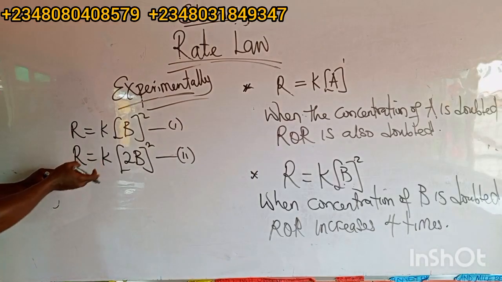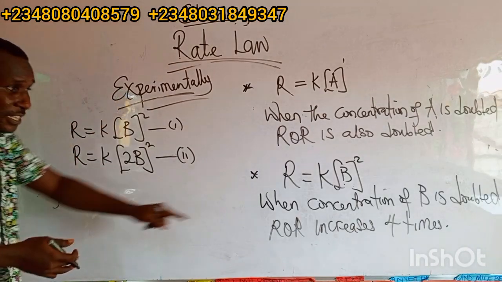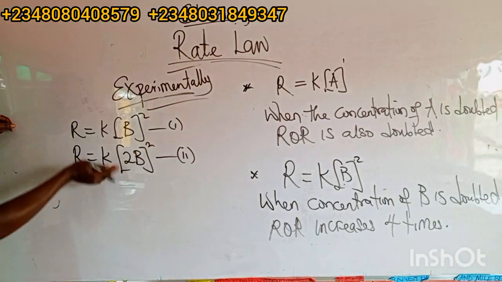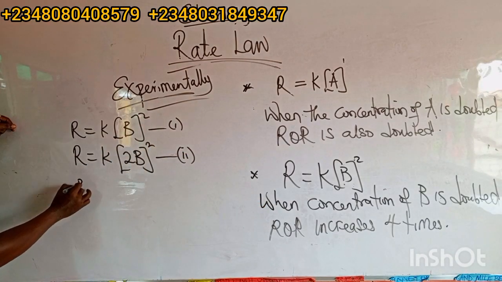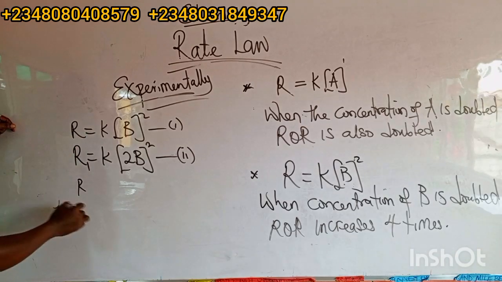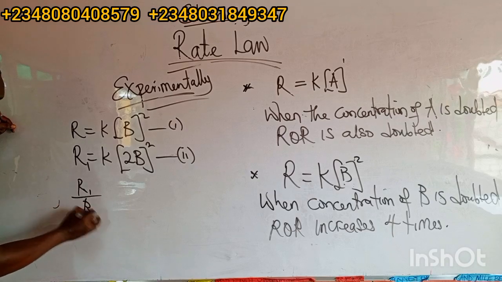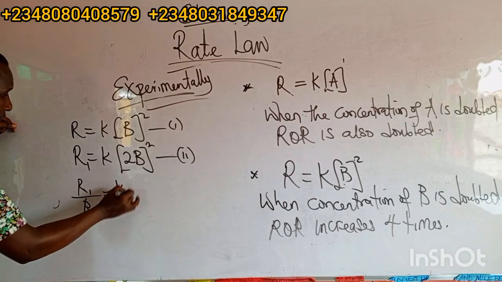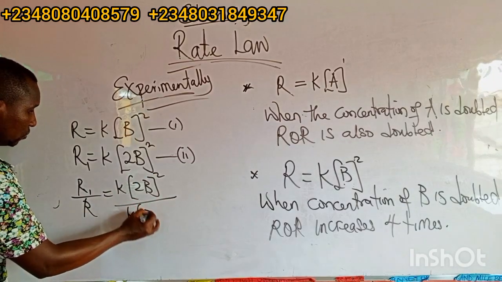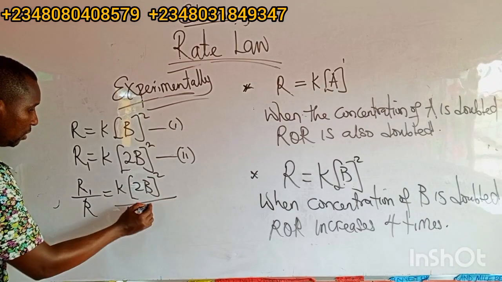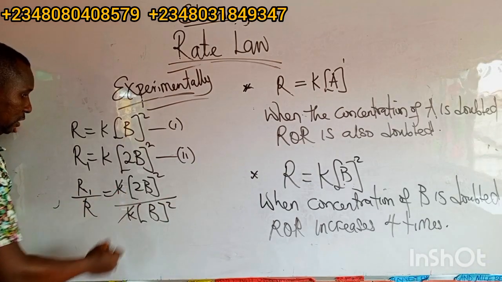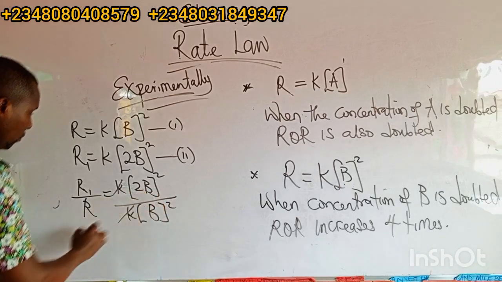What will you do? Divide equation 2 by equation 1. Let's see if rate of reaction will be increased 4 times. Let me call this one R1. Then you have R1 over R equal to K into 2B raised to power 2, over K into B raised to power 2. What happened? K cancels K.